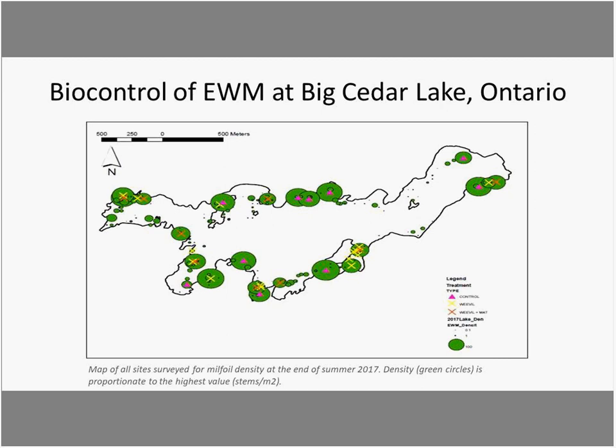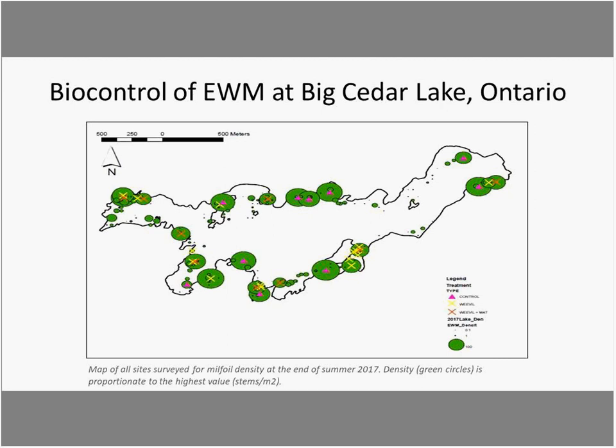Map of Big Cedar Lake. It shows all the sites that we've had since 2015. The pink triangles represent control sites. The yellow X's are sites that were stocked with just weevils, and the red are sites that got weevils and also vegetated benthic mats, which I will get into later.